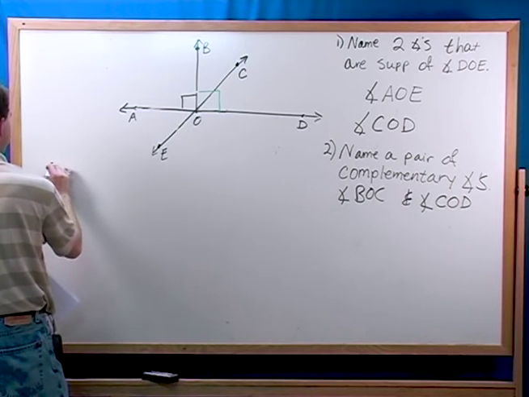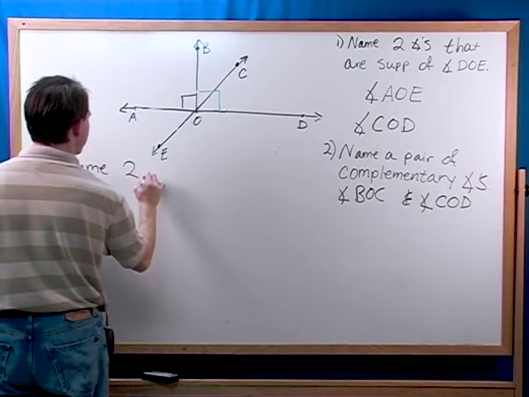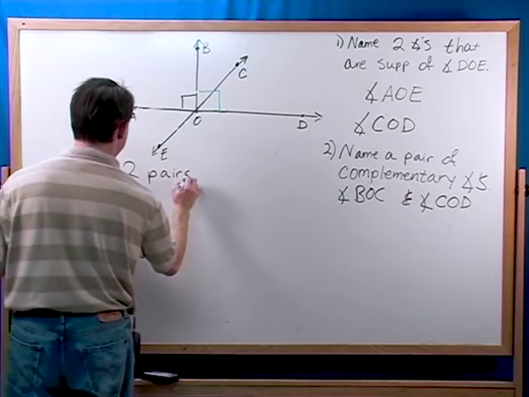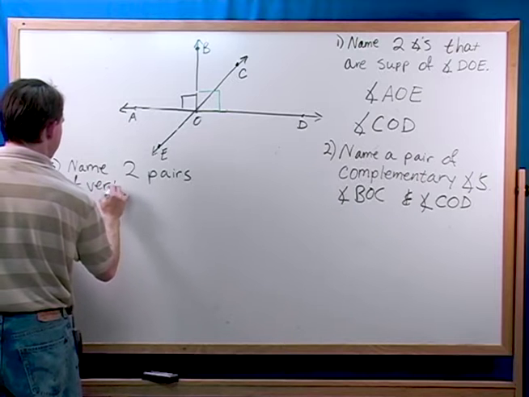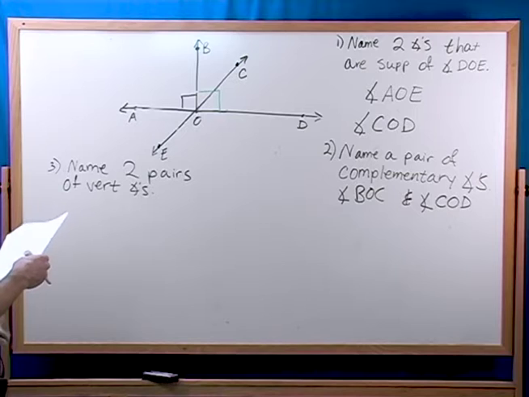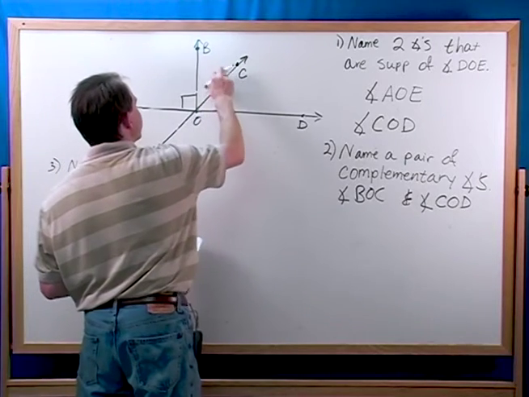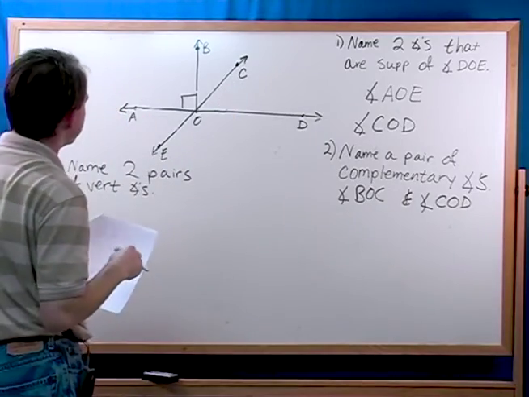So let's do something else. Name two pairs of vertical angles. And vertical is abbreviated vert like that. Two pairs of vertical angles. So let me go ahead and take this green part out just so we don't get distracted. This is what was given to us here. Two pairs of vertical angles.